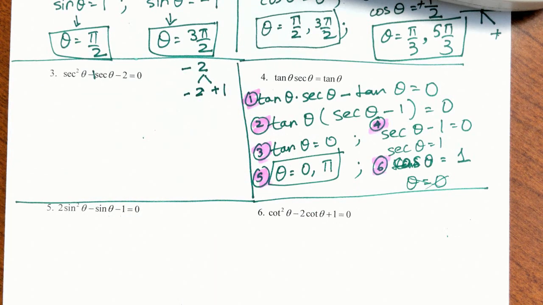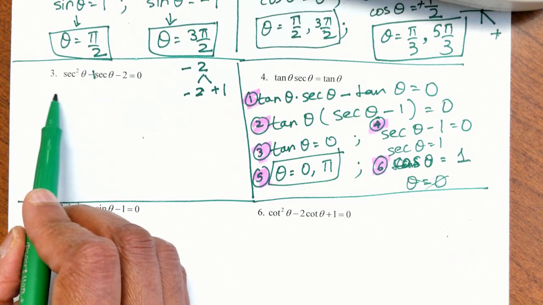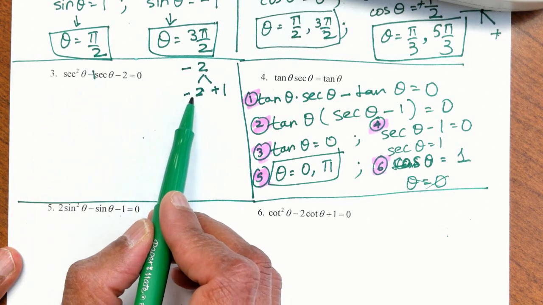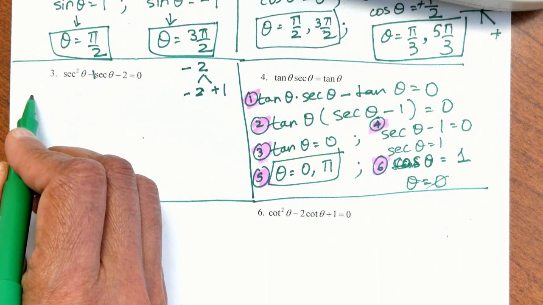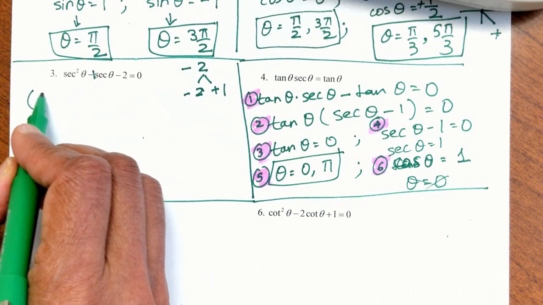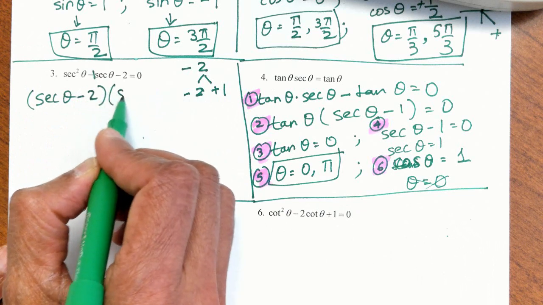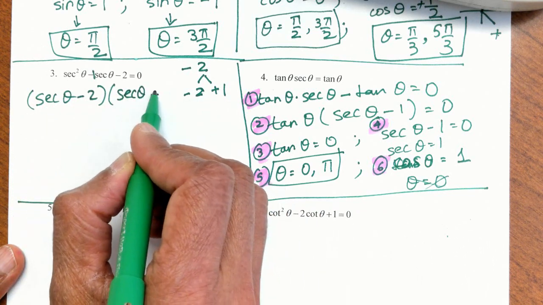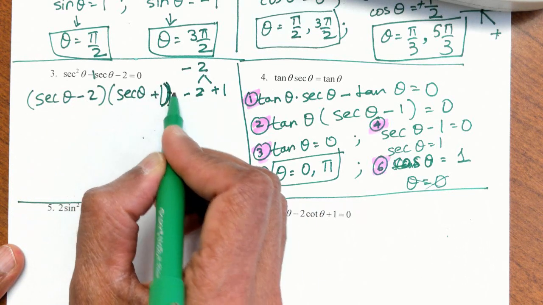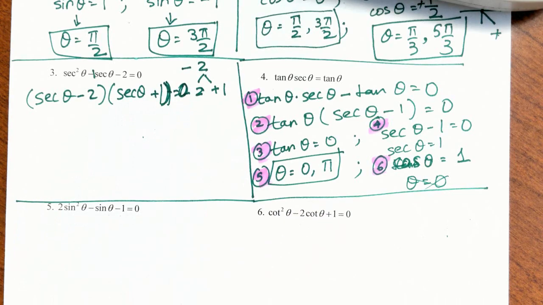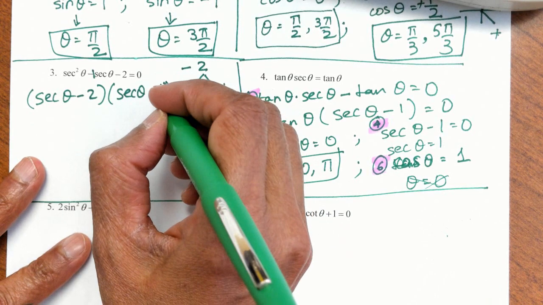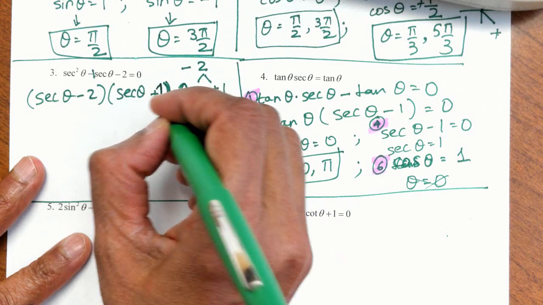Everybody good? Okay, I'm kind of not being able to judge the class. Are we okay with the factoring? Yes? Okay, awesome. All right, so let's go ahead and write this as 2 factors, -2 and +1. So instead of x, all you're doing is writing it as secant theta. So (secant theta - 2)(secant theta + 1) equals 0. Sorry, this is plus 1. I know there's a little bit of scribbling going on.